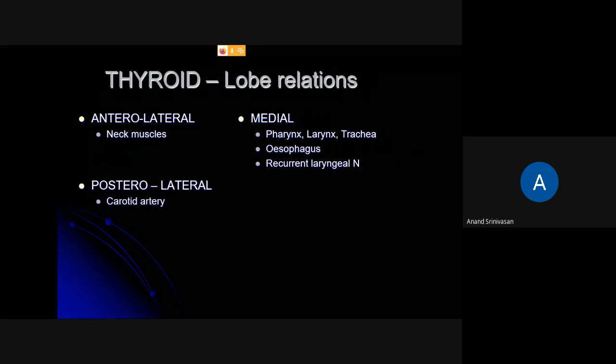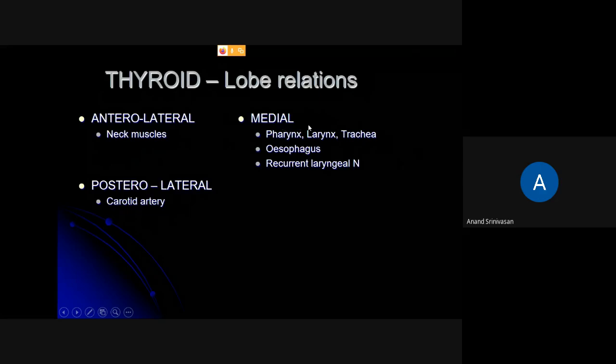Now the thyroid lobe. If there is enlargement of the thyroid lobe, anteriorly there are neck muscles, and posteriorly there is an important artery called the carotid artery. The carotid artery is a very important artery which supplies the head, neck and brain. Head and neck are supplied by the external carotid artery and the brain is supplied by the internal carotid artery. So posteriorly there is the carotid artery and anteriorly the neck muscles.